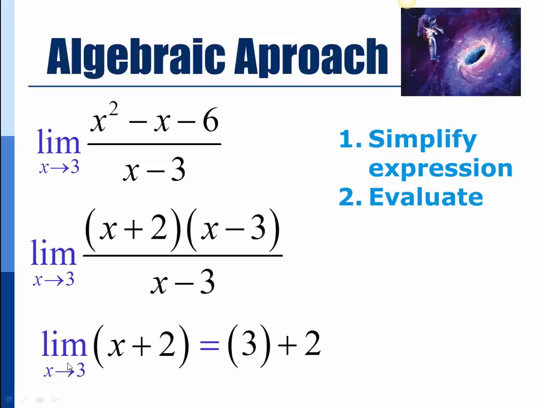Now I'm going to take that 3, from this limit as x goes to 3, and plug it in for the x right there. That's where this 3 is coming from. Then I just evaluate: 3 plus 2 is 5. And you see, it checks; it matches with the graph. So this is the algebraic approach: simplify and then evaluate.